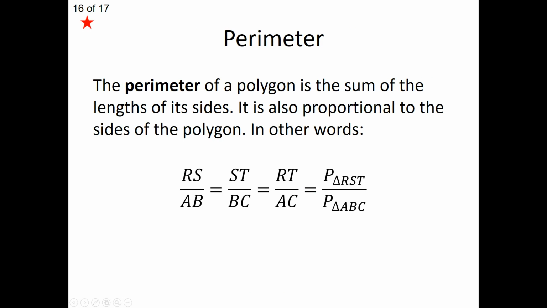Now, the last little bit of information before we conclude this lesson is introducing the idea of a perimeter of a polygon. As it turns out, the perimeter of a polygon is also proportional with the sides. In other words, if we make a ratio of the perimeters, it comes out the same as the ratio of the individual pairs of sides. So just like RS over AB, ST over BC, RT over AC is the same as the perimeter of triangle RST over the perimeter of triangle ABC. In other words, we can set up proportions to solve for missing perimeters as well, even if we don't know what the individual side lengths are.